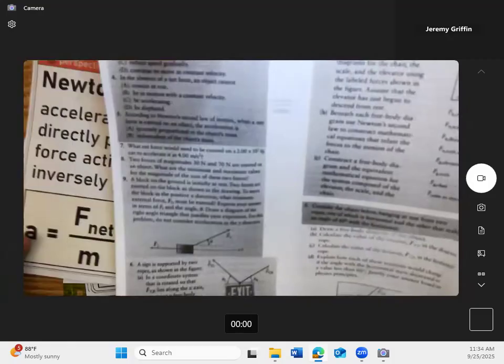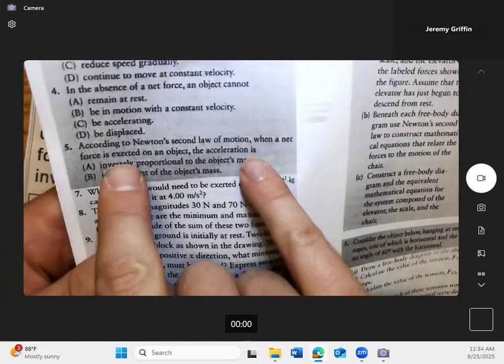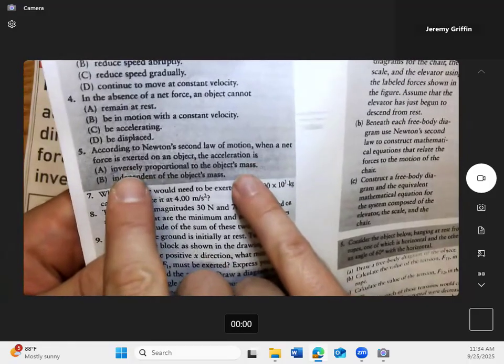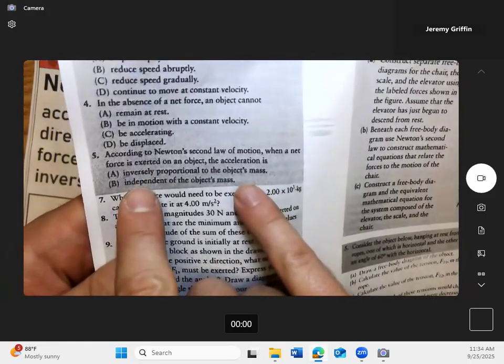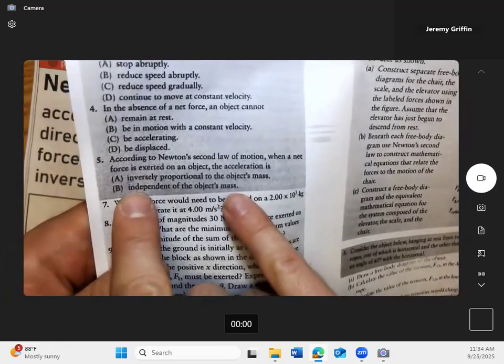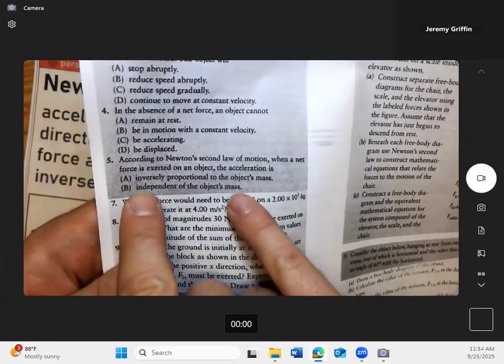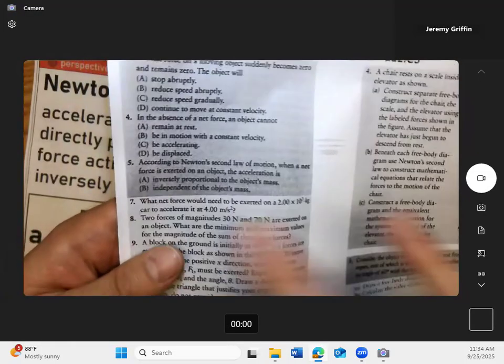Okay. What are the options here? Newton's second law of motion: when a net force is exerted on an object, its acceleration is inversely proportional to the object's mass? Yeah, sure is. Option B says independent of the object's mass. What does option B mean? If something's independent, that would mean no relationship.